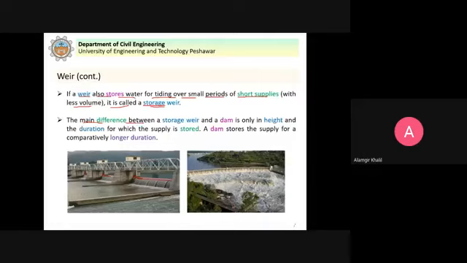The main difference between a storage weir and a dam is only in height and the duration for which the supply is stored. So for a dam, the height will be more as compared to the weir, because weirs are commonly provided from 5 to 15 feet. The dam height is more. We will study dams in detail. A dam stores the supply for a comparatively longer duration.